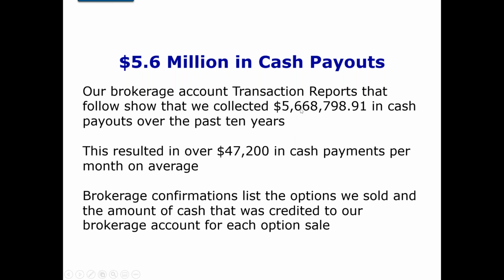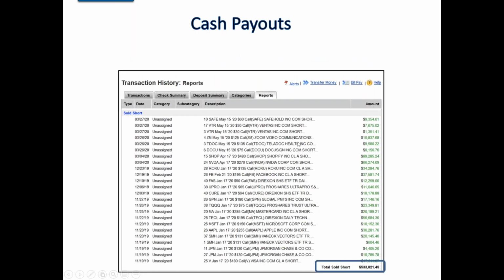We collected 5.6 million selling option premiums. The brokerage transaction report shows the option that we sold, and this green number here is the amount of cash that went into our brokerage account after commission. On this first trade, we collected $9,354.61 in cash, and for this period, we collected a total of $533,000. That was over about a four-month period.